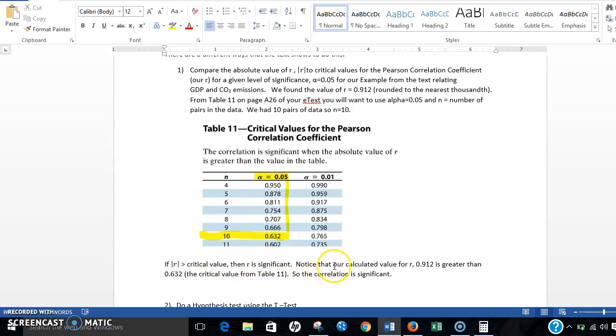So notice that our calculated value of R, 0.912, is greater than 0.632. That's the critical value from the table. So the correlation is significant. So the population correlation rho is significant. So that's one way to do it, using the table in the back of your text.